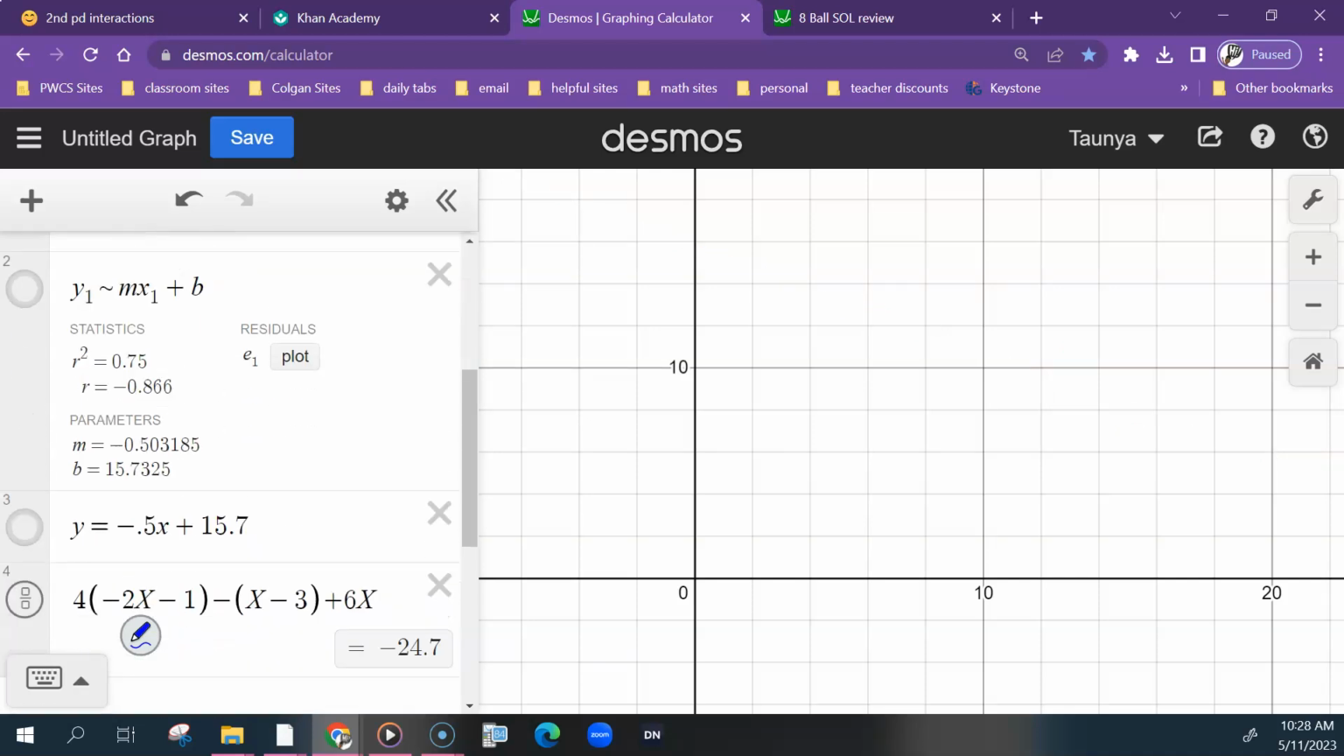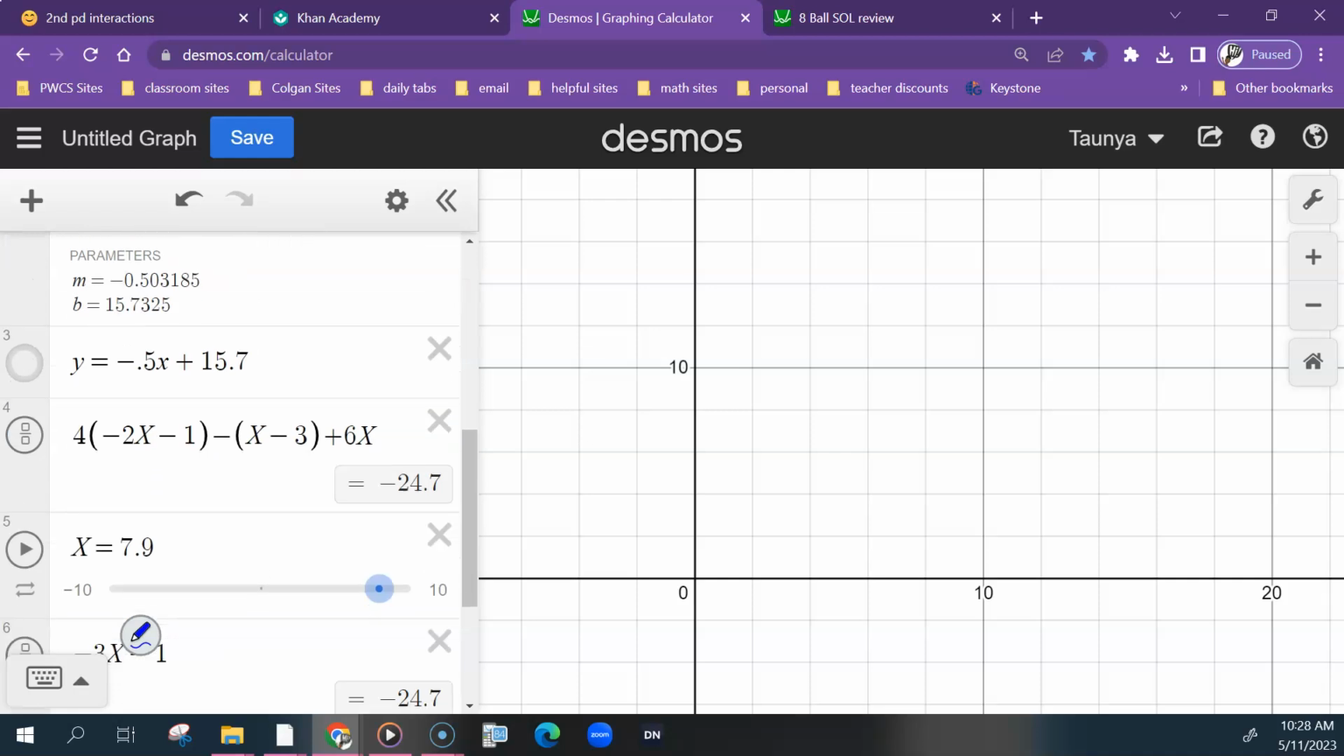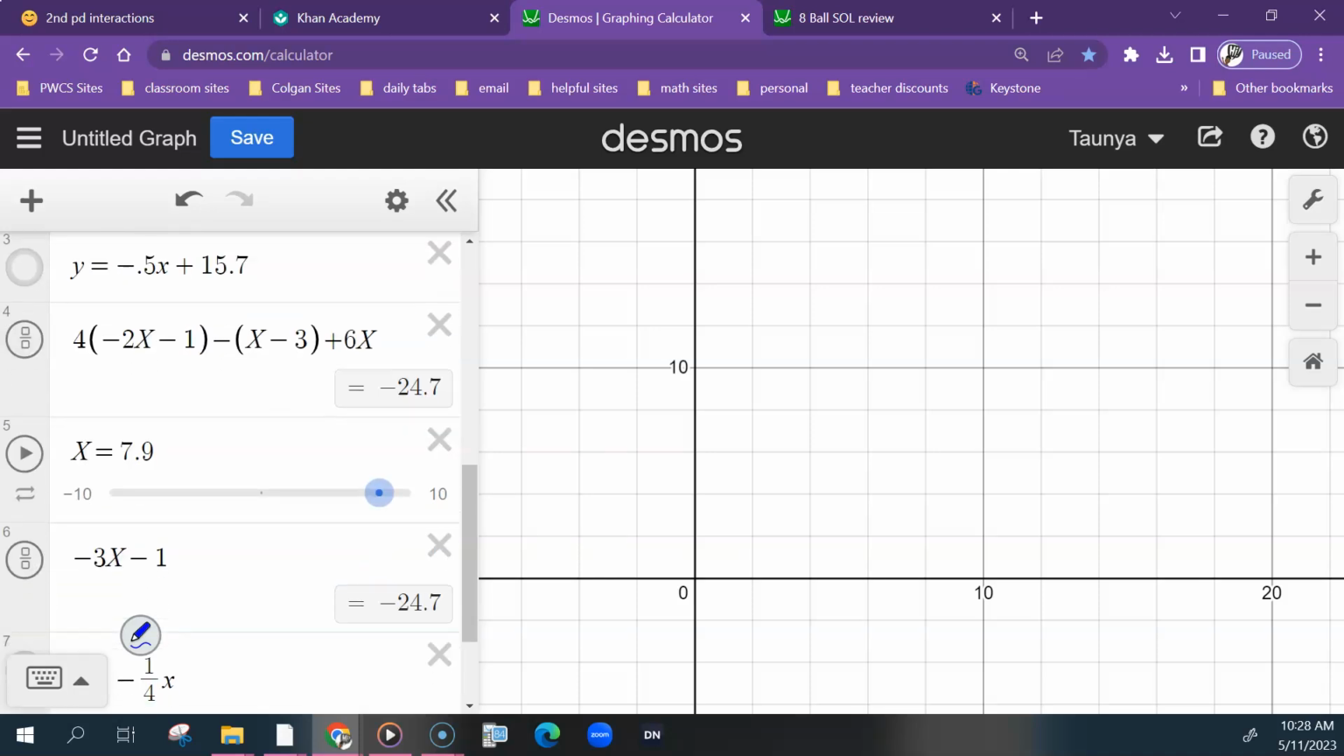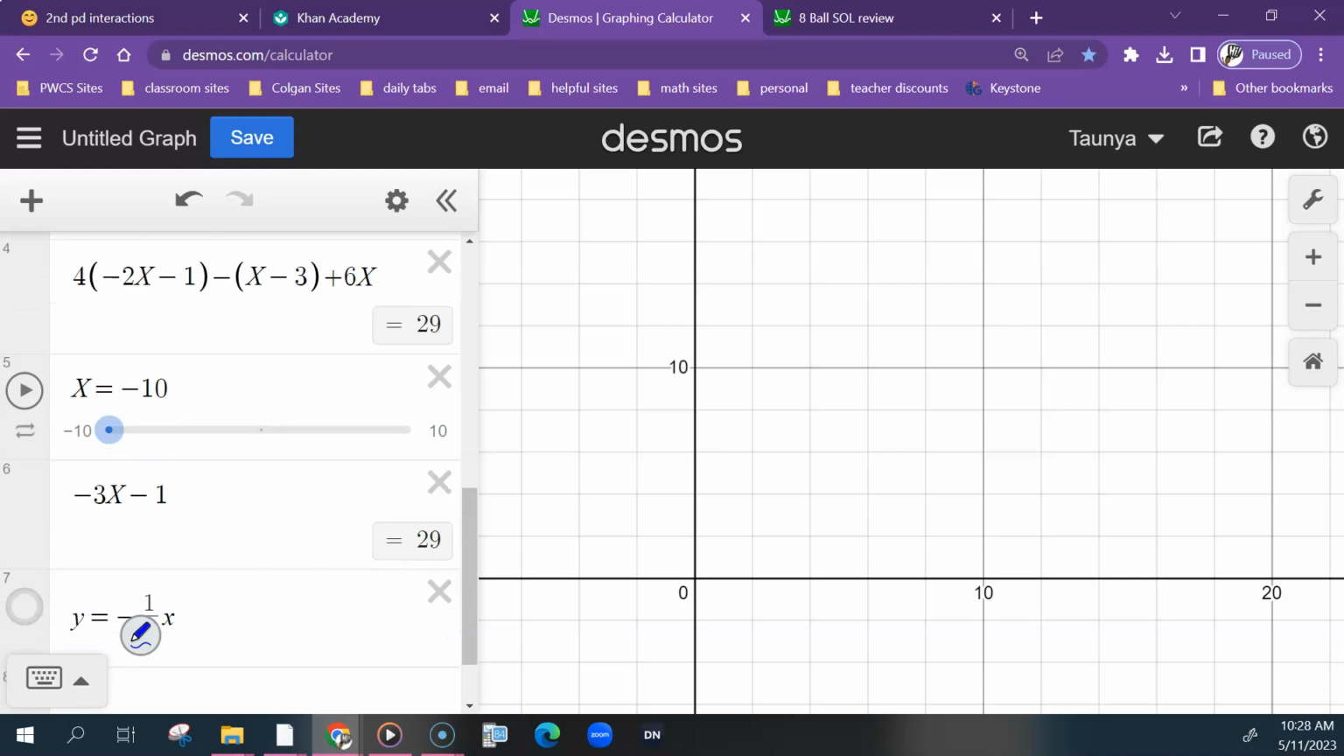Or you can double check with Desmos. If you capitalize all the variables, it'll ask you to add in a slider, change that to whatever you want. And then the number should be the same when you put in your final answer. So if you got negative 3x minus 1, that was the correct answer. If you didn't, go back and fix that.